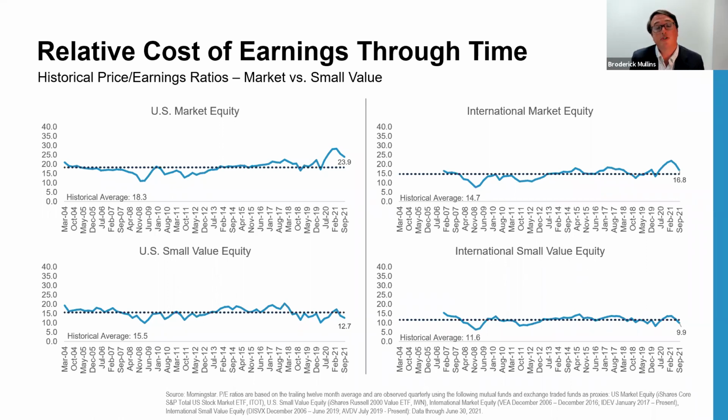These averages start in the first quarter of 2004 for US measures and in the fourth quarter of 2006 for international stocks. So the average is roughly 18 years in the US and 15 years internationally.